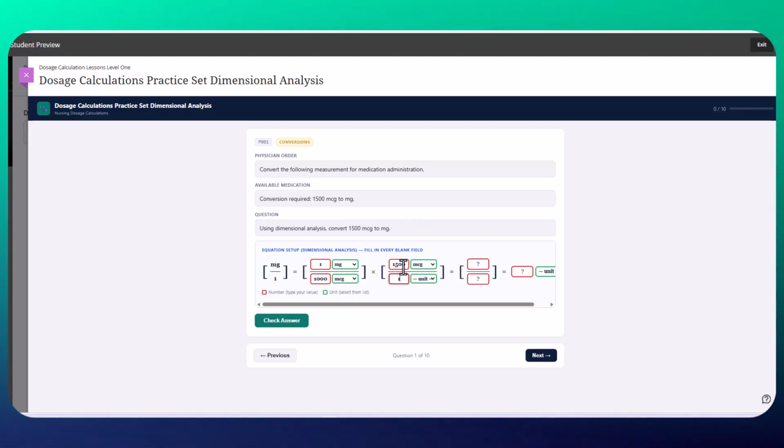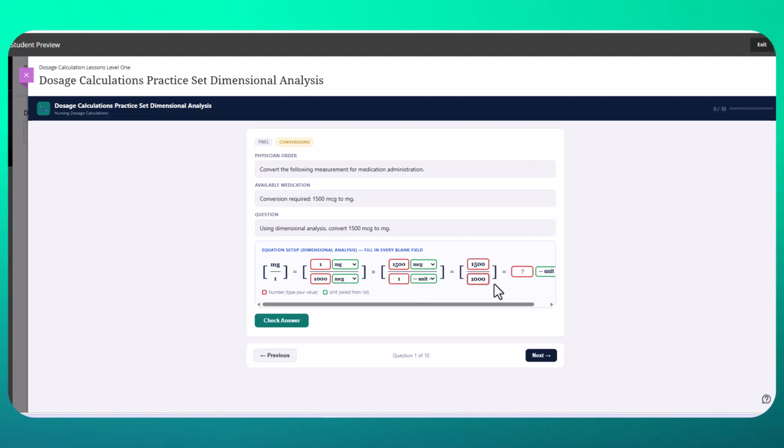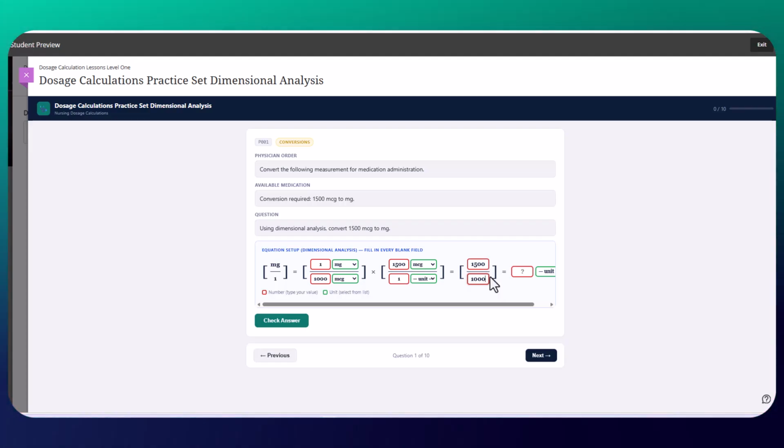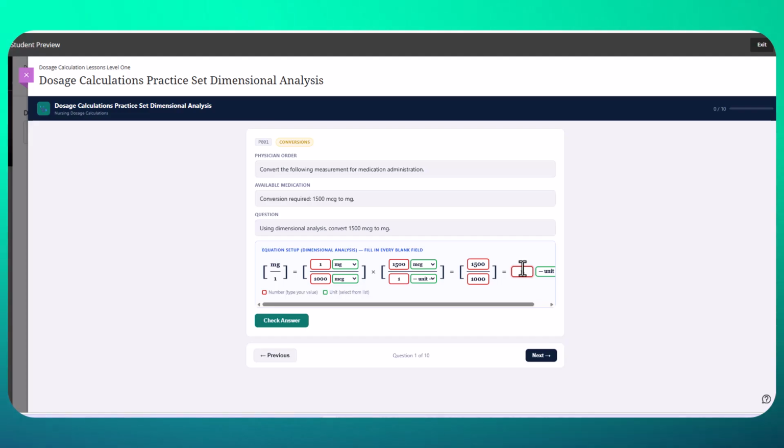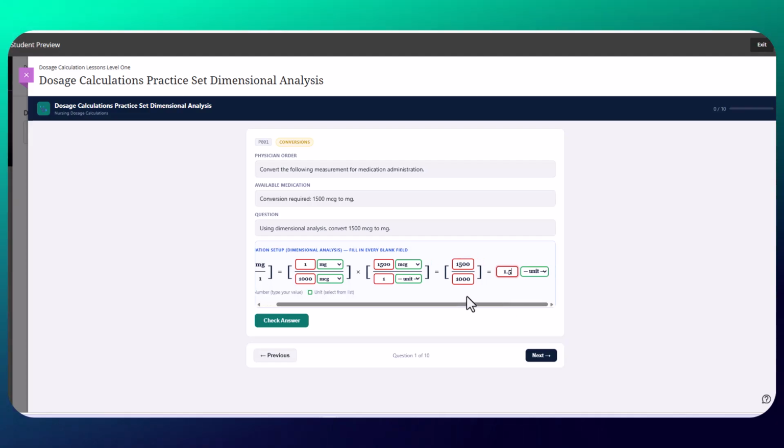So 1 times 1,500 is equal to 1,500. 1,000 times 1 is equal to 1,000. Okay, now I'm going to divide this numerator by this denominator, 1,500 divided by 1,000. And when I do that on my calculator, unless you're really good at doing stuff in your head, you're going to get 1.5. And now there's a slider here, so I can slide over because some of these problems are going to be really long. Okay, so you'll need that slider to keep moving over to get everything in.